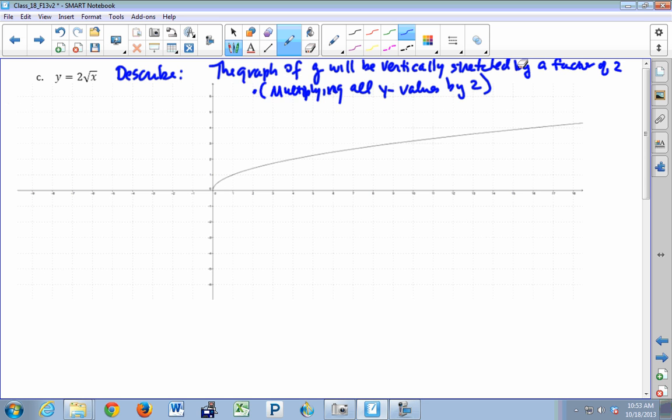So literally, here's the point 0, 0. When I multiply my y value 0 by 2, it stays the same. Here's the point 1, 1. When I take 1 and multiply it by 2, it becomes 2. Here's the point 4, 2. When I take my y value 2 and double it, it becomes 4, 4. Here's my point 9, 3. When I take my y value 3 and double it, it's 6.